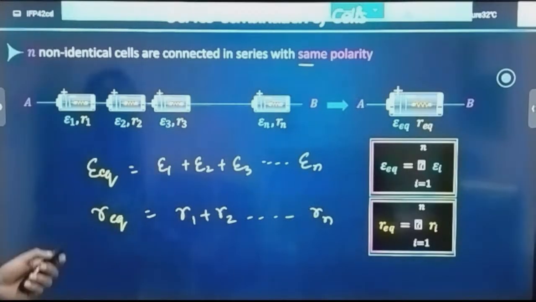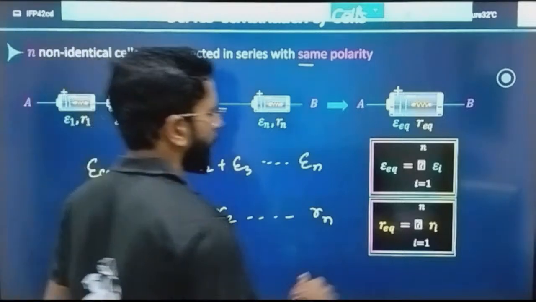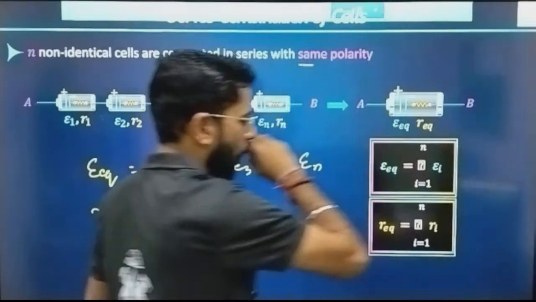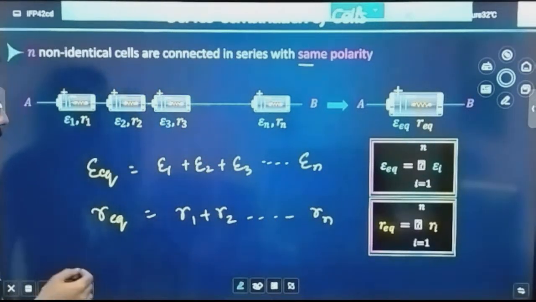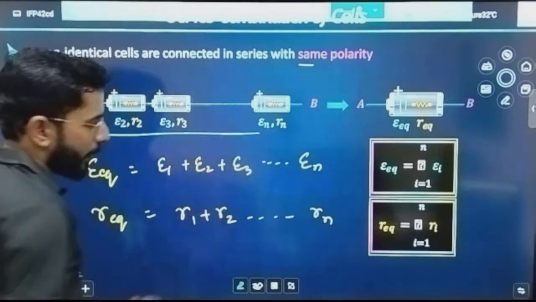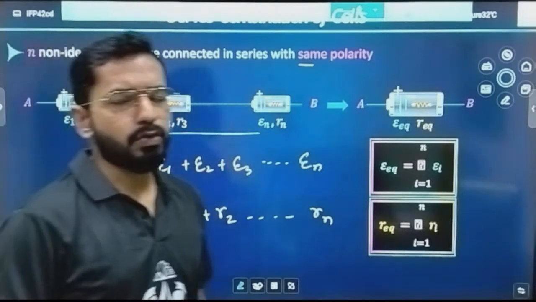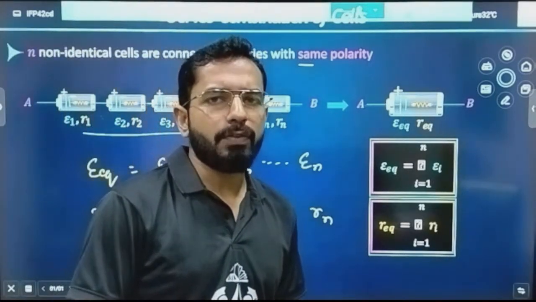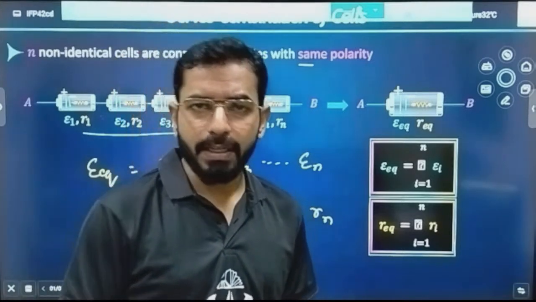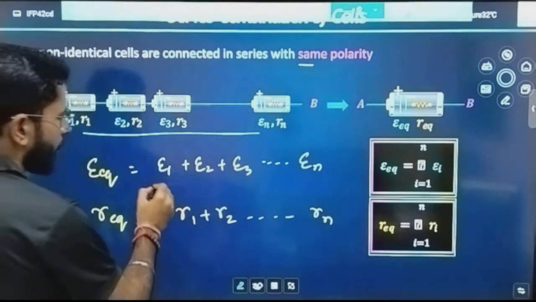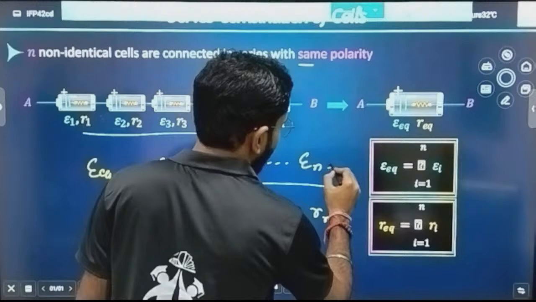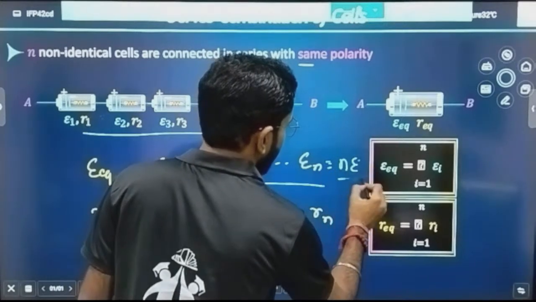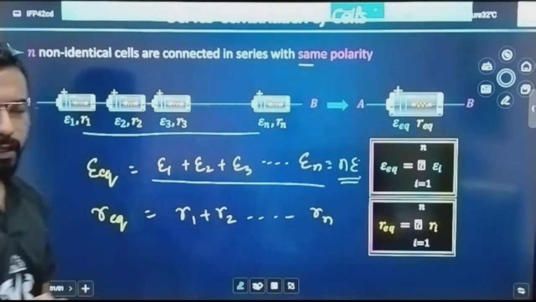See. Now, if n number of identical cells are connected in series with the same polarity, what will happen? For two cells, I have told you the result, E1 plus E2. So for n number of cells, how will you write it? E1 plus E2 plus E3, till En. And if all of them are the same, then can't I simply write this as n into E? I will simply write it as n into E.